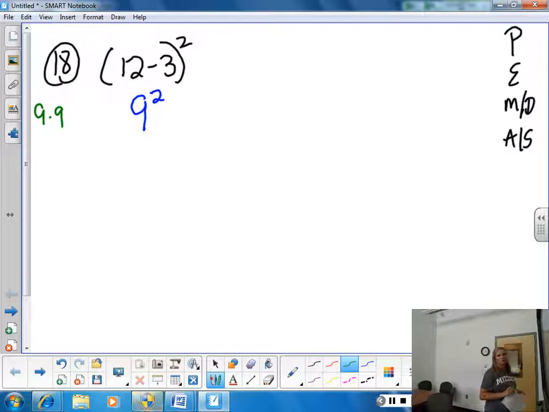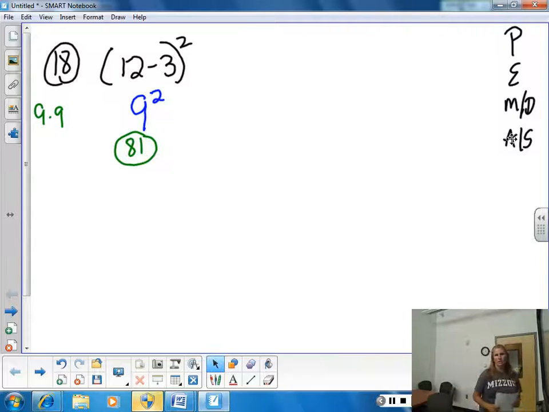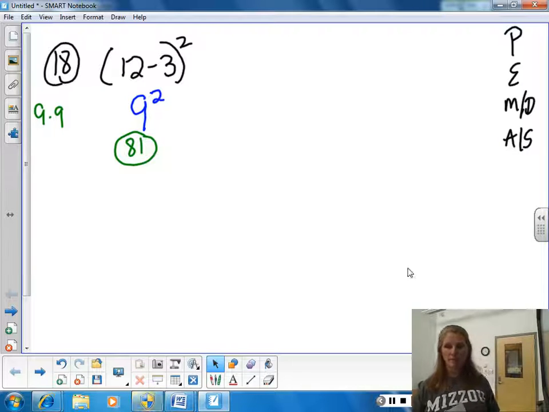There are 2 9s, so we're repeating 9 twice. When you repeat something twice, you're just multiplying it times itself. 9 times 9 is 81. So 81 is our answer to that one, number 18. Do inside the parentheses and then do your exponent after that. Okay.